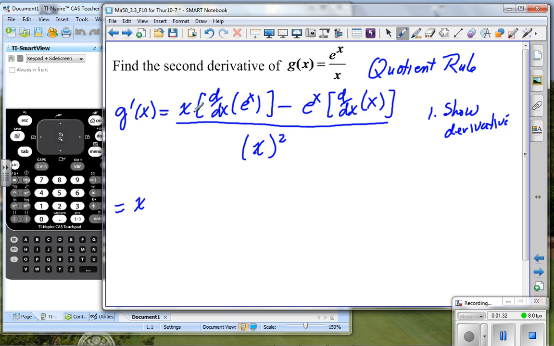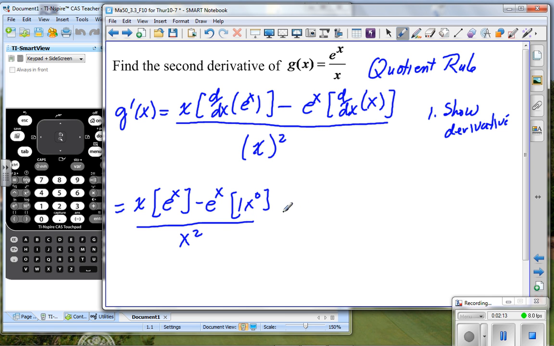So we have x, and then the derivative of e to the x, we call that the easiest derivative of all. It is itself. Minus e to the x times the derivative of x. If you still need to do this, remember the coefficient is 1, the exponent is 1. Multiply the exponent times the coefficient, so that would give us 1. And then x to the 1 minus 1 power, which would actually give us x to the 0 power. I'll put that in just for a reminder about this.